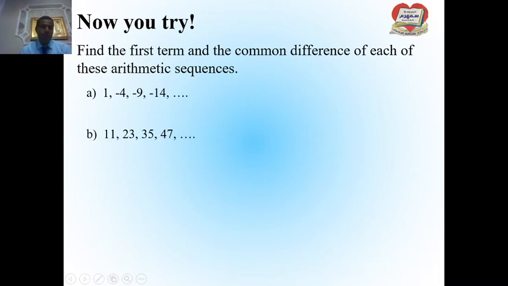So the first term, my learners, is 1, and the common difference is negative 4 minus 1, which gives negative 5. For the second sequence, we have 11, plus 12 gives 23, plus 12 gives 35, plus 12 gives 47, and so on. 11 is the first term. The common difference is 23 minus 11, which gives 12.